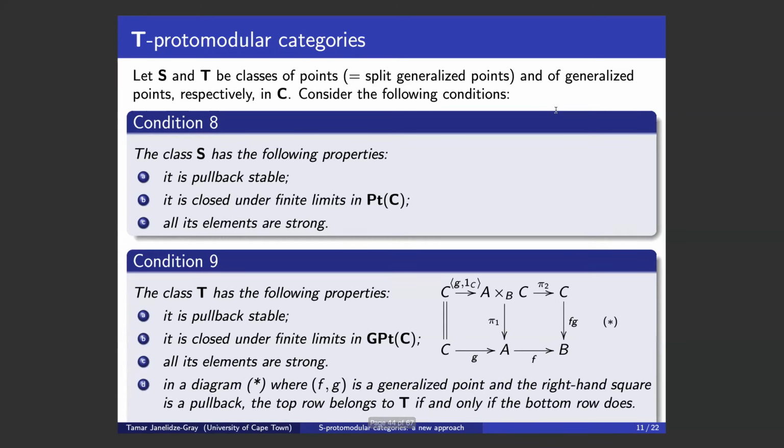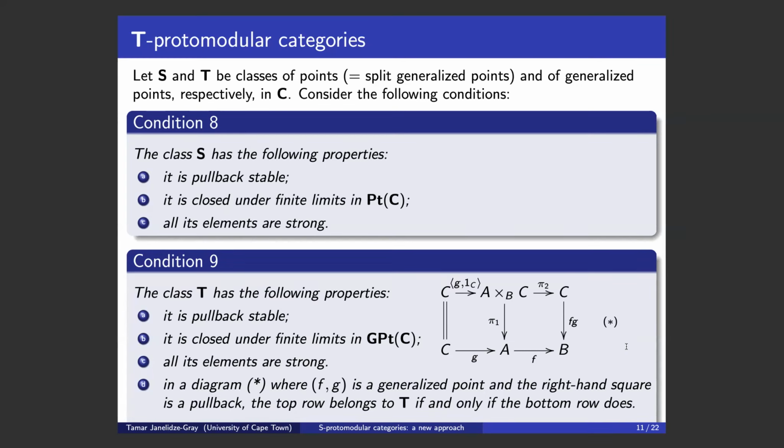And then we have one extra condition, and this is quite a natural condition to have here. So condition 9D says that if we have a diagram as we have over here on the right hand side, where Fg is a generalized point and the right hand square is a pullback, then the top row belongs to T if and only if the bottom row belongs to T. So first of all, if Fg is a generalized point, because it is pullback stable, we already know that at the top the composite is also going to be a generalized point. And by the previous theorem we mentioned before, if at the top we know that we have a strong generalized point, then at the bottom is also a generalized point.